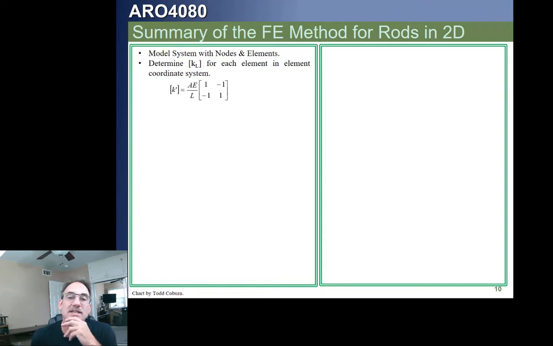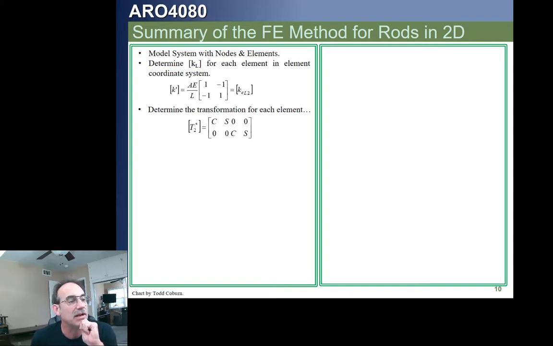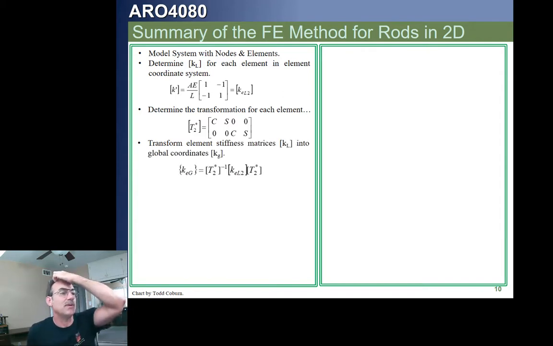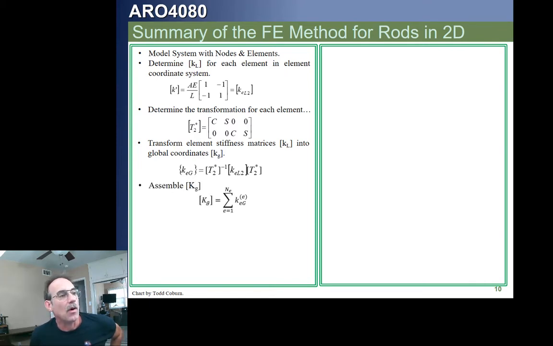The easiest way to do this is to focus on the little 2x2, the most fundamental unit of the stiffness matrix. We then determine our transformation matrix for each element, our T star, and then we transform that element stiffness matrix into global coordinates, turning it into a 4x4 global matrix. This is probably the easiest way to proceed. Once we have each element stiffness in global coordinates, we can assemble our matrix.